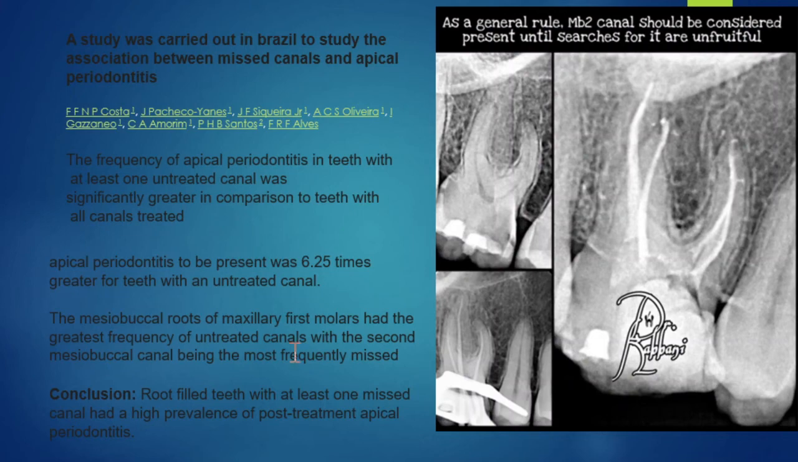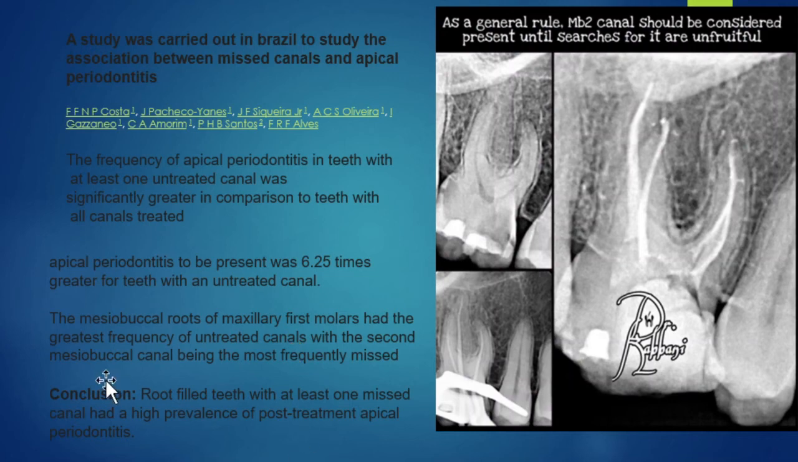All right, there was a study conducted in Brazil to study the association between missed canals and apical periodontitis. This study showed that the frequency of apical periodontitis in teeth with at least one missing canal or one untreated canal was significantly greater in comparison to teeth with all canals treated. So the apical periodontitis was present 6.25 times greater in teeth with a missing or untreated canal.